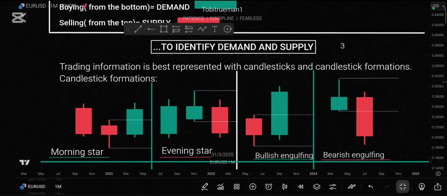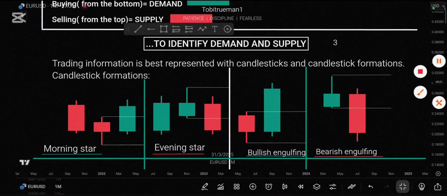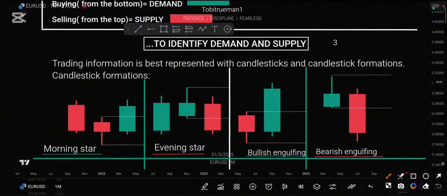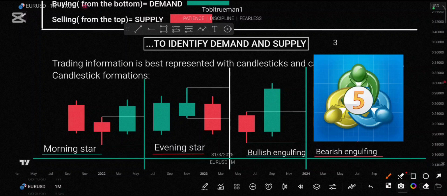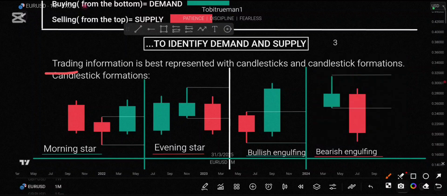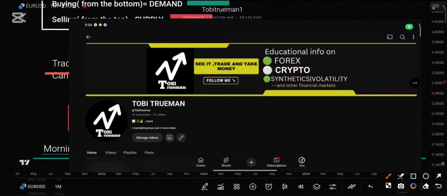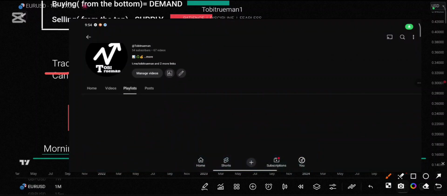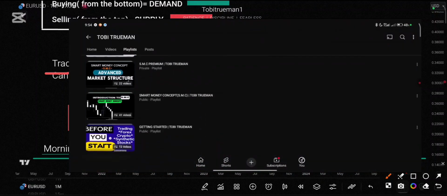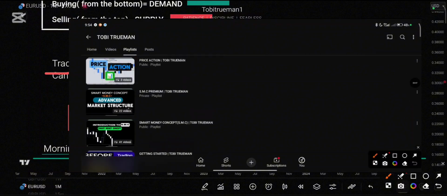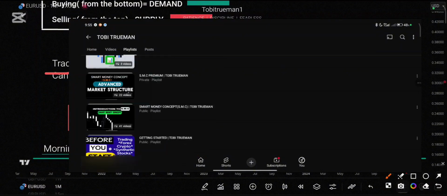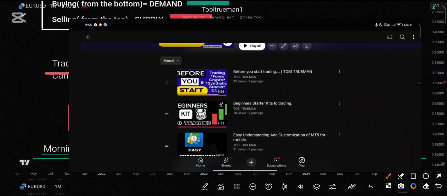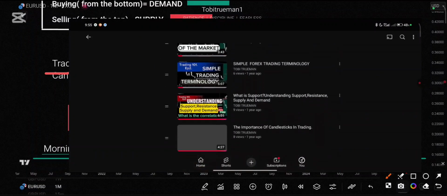Now, to identify demand and supply, because that is our major focus. How do I identify demand and supply on the chart? Maybe you are using TradingView or MT5. The trading information, how the market moves up and down, is represented with candlesticks and candlestick formations. I've explained candlesticks and candlestick formations, different types, in my playlist on trading for beginners. I have even recommended a trading book, the candlestick trading Bible, something like that.